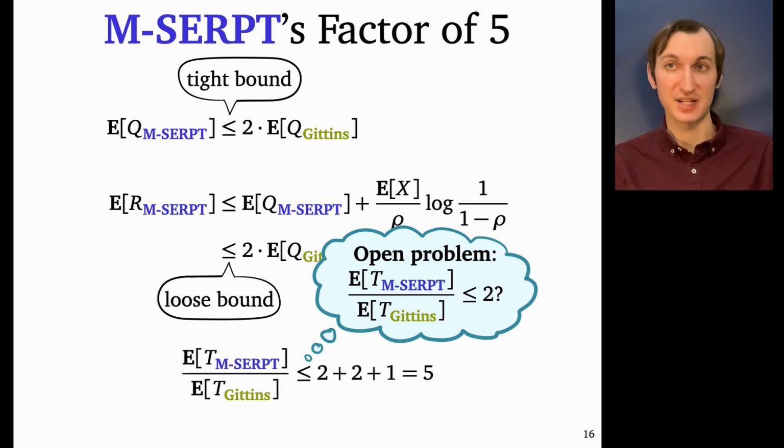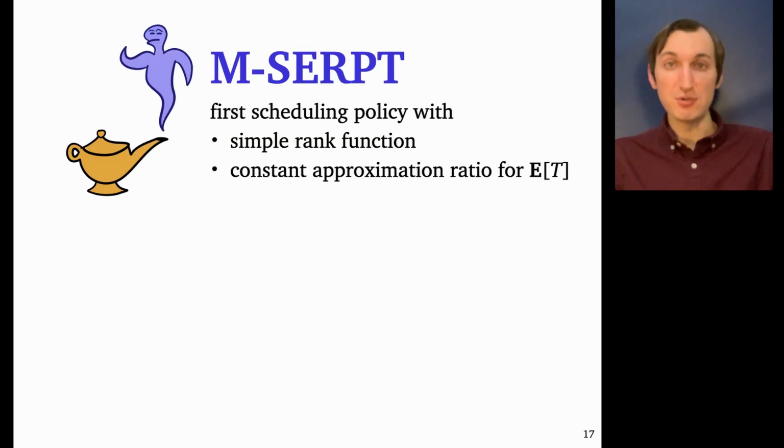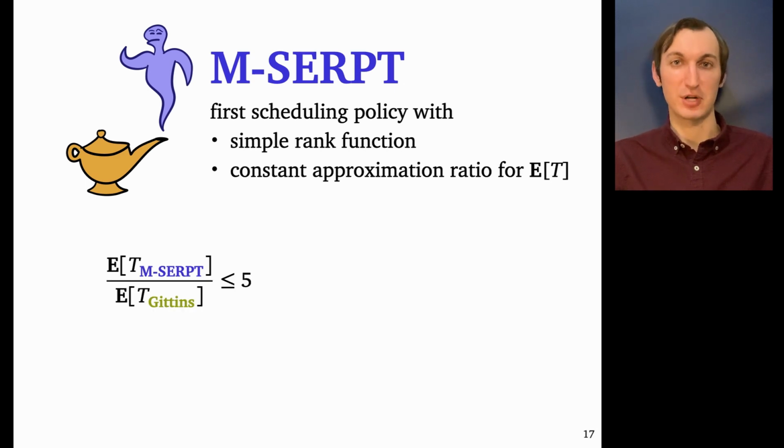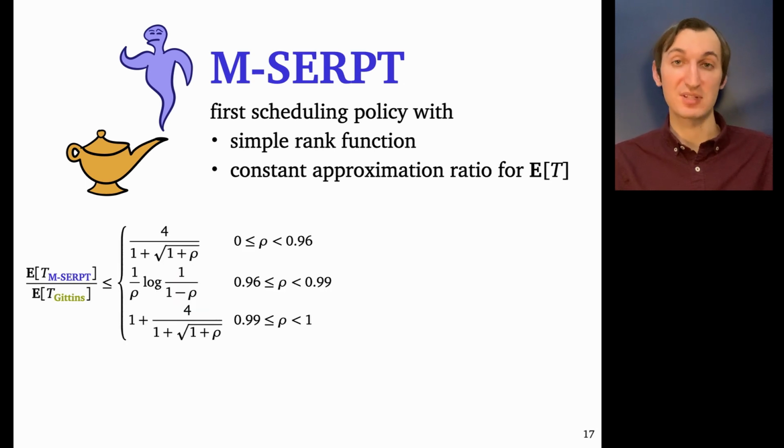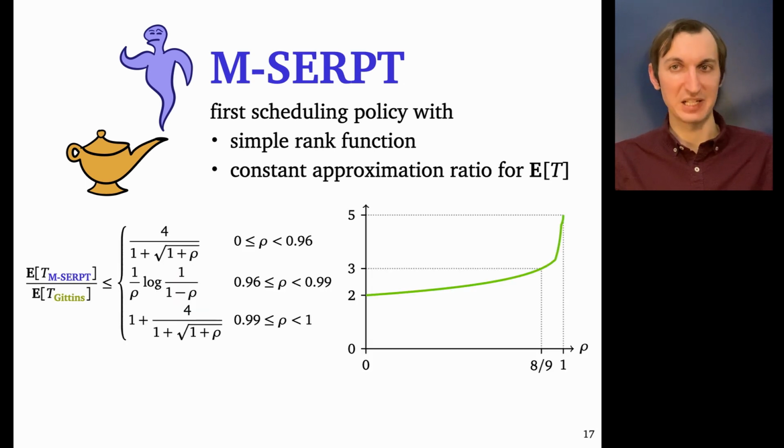So, to summarize, today we talked about a new scheduling policy called M-SERPT, which is the first scheduling policy with both a simple rank function and a constant approximation ratio for mean response time compared to the optimal policy that is Gittins. Specifically, we showed a constant approximation ratio of 5, and the constant's actually better at low load. Here's the full expression, and here's what it looks like on a graph. And what I want to draw your attention to is the fact that the mean response time ratio is below 3 up until pretty high load of 8/9.